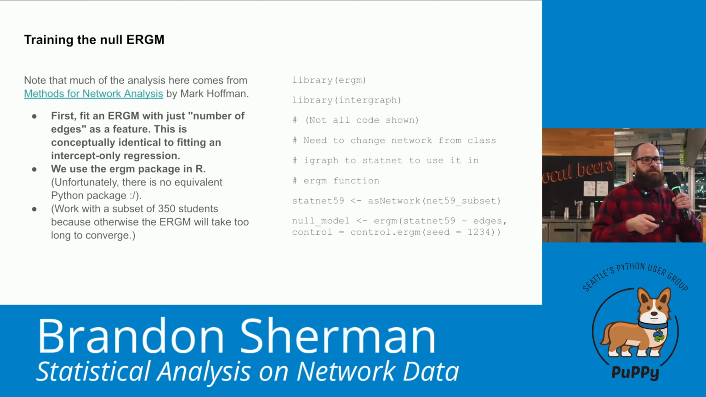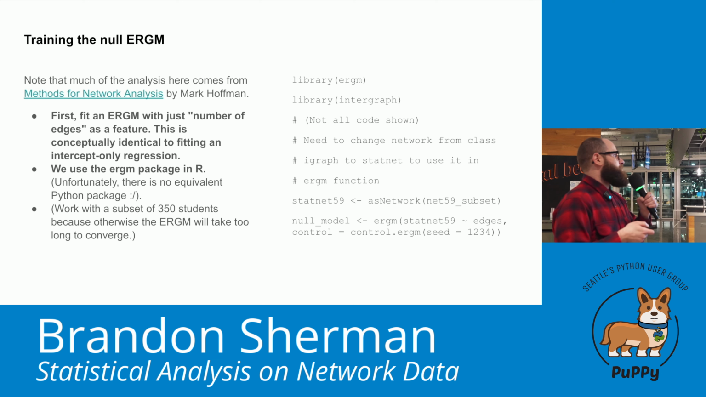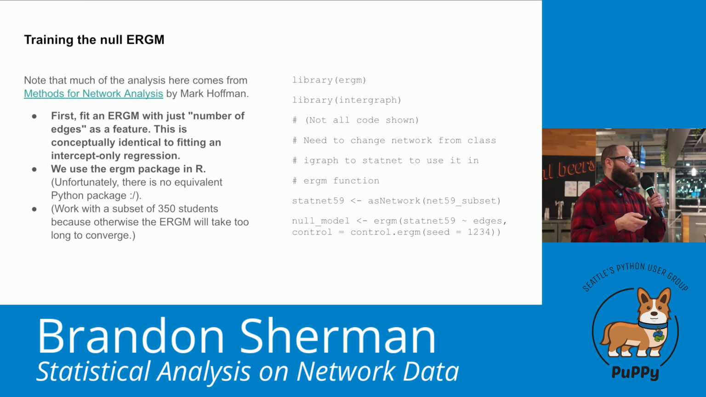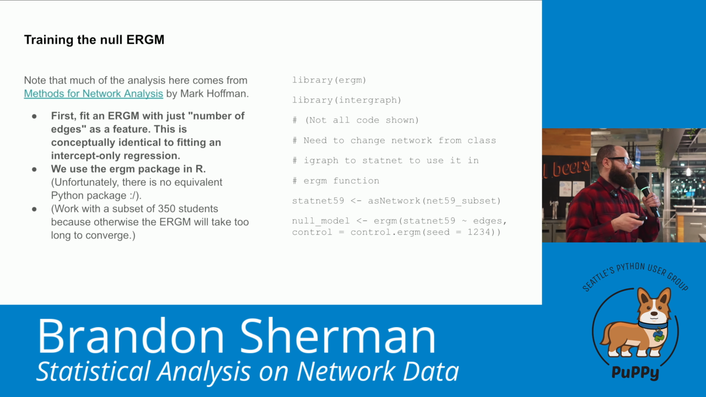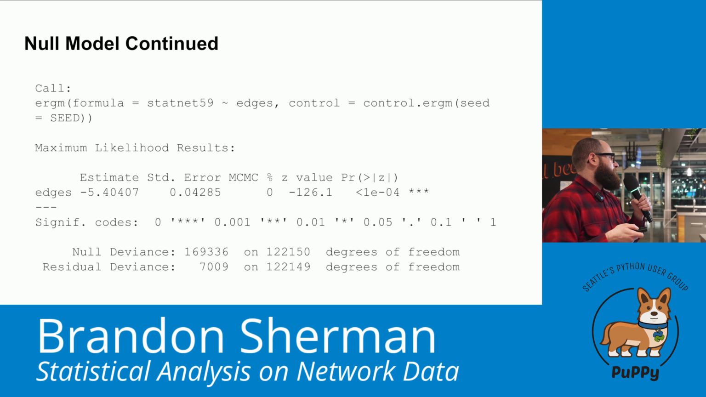So the process of training one of these is kind of similar to training any other regression. The first thing we do is train a null model that's basically just the mean number of edges. You can think of that as an intercept model in statistics. I did this in R because when I came up with this presentation idea, I thought there was an ERGM package in Python. I didn't want to reinvent the wheel and do this all in PyMC, so I did it in R. I apologize. And we work with a subset because otherwise this would take a while to fit.